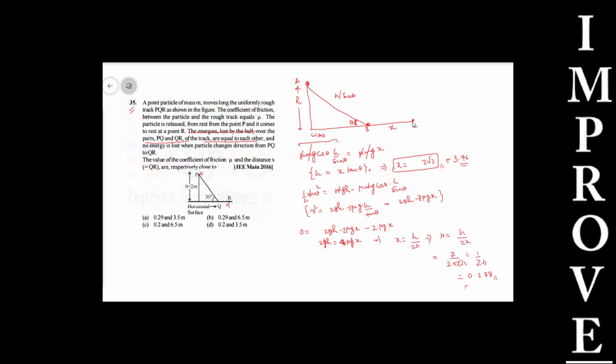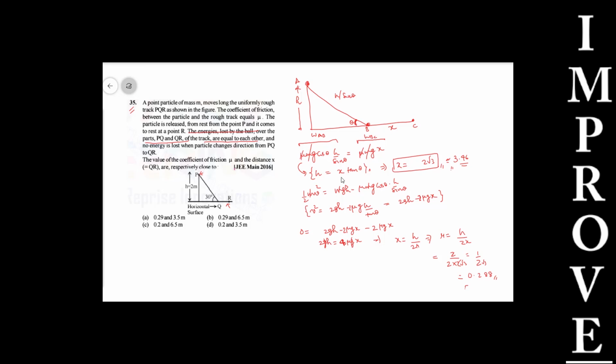Again, going from B to C, there's no theta, so this is my work done from B to C. Since it's negative on both sides, I'm going to cancel it, and solving this you get the relation h is equal to x tan theta, or you can write x is equal to h by tan theta. Everything is known: h is known, theta is known, so you calculate the value of x, and that comes out to be 2 root 3.